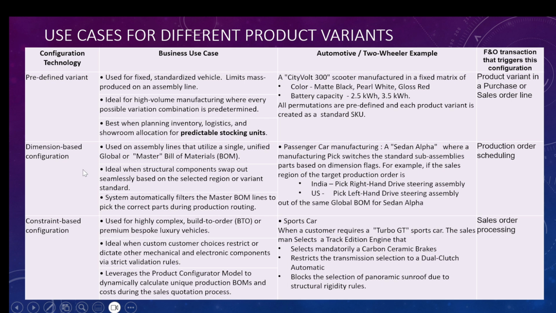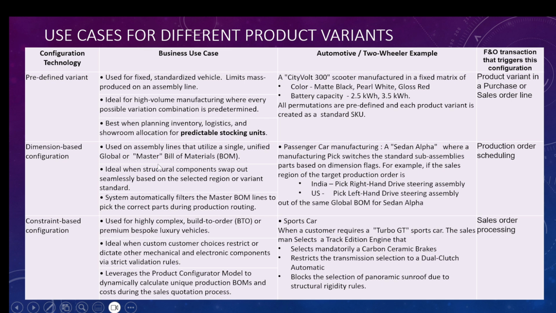A dimension-based configuration is a product variant. So what is the use case for that? This is actually used when you are creating a global BOM. A global BOM means that you have a production order requirement and you have to create a car. You're going to manufacture a car. Say I have a manufacturing unit in India.